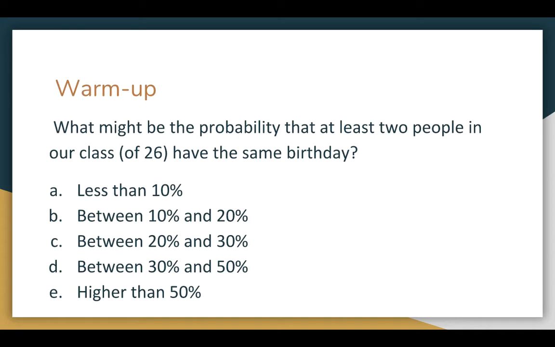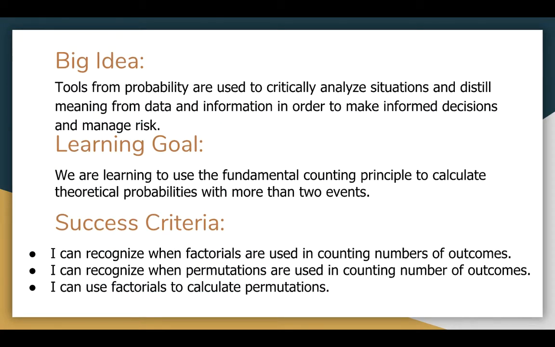Would it be less than 10, like not very likely? Would it be between 10 and 20, like it's not very likely, but it could happen? Same with between 20 and 30. Or are you thinking it might be between 30 and 50, or even higher than 50? So the big idea doesn't change. It's just this idea of making informed decisions, managing risks. So we're learning probability techniques to do that.